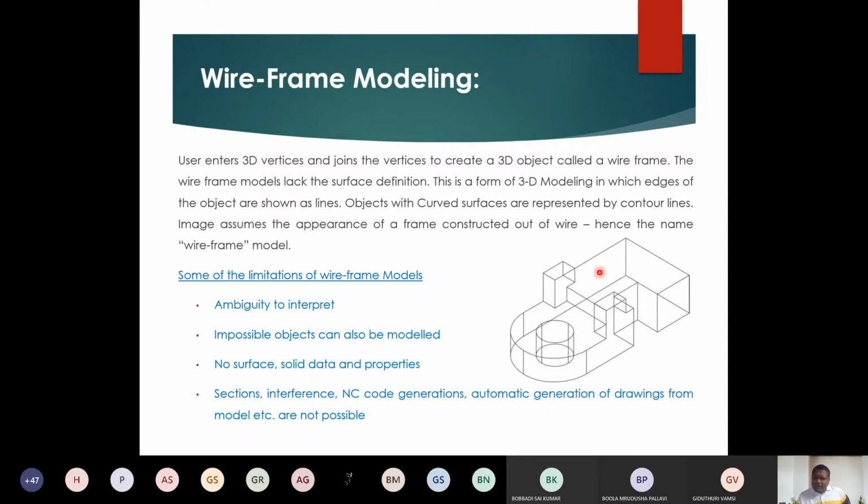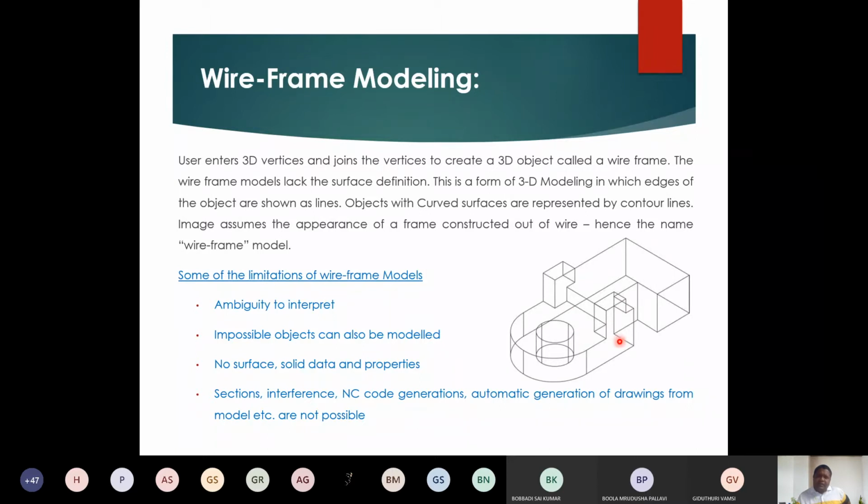So your model has only straight lines and curves, all 2D curve entities, different curve entities. All these entities, you call them curve entities. Even a spline is also a kind of curve entity. So that is how it will be.